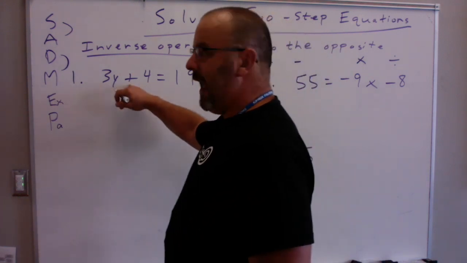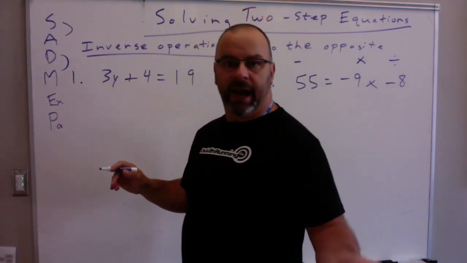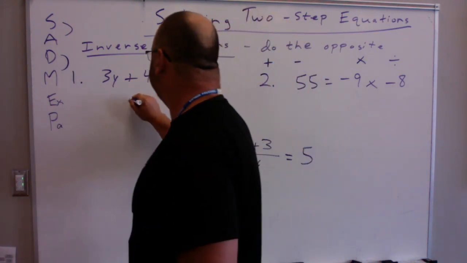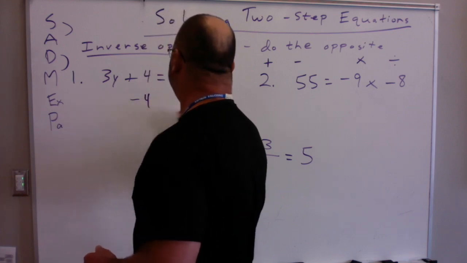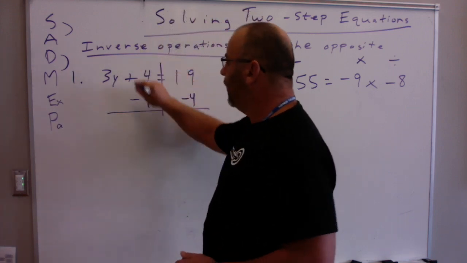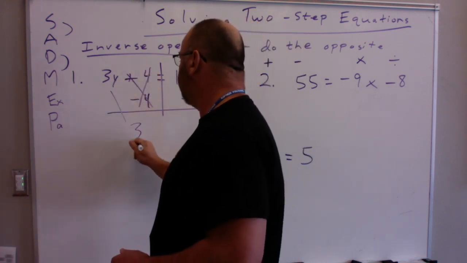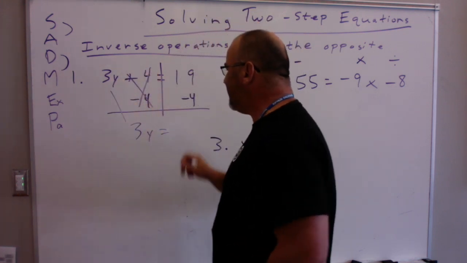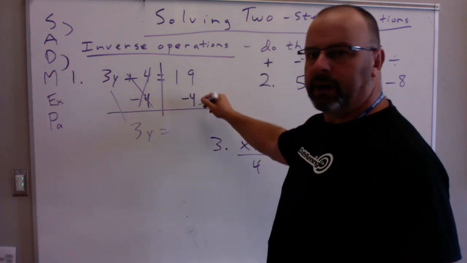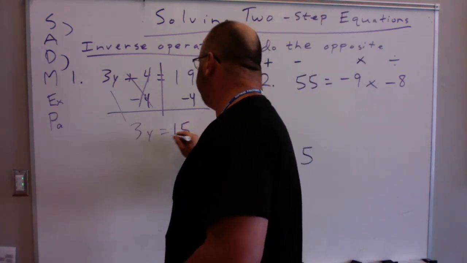We're going to undo the adding of 4 first. What's the opposite of adding 4? Subtracting 4. And we're going to do it to both sides. So this goes away. This right here is 0. So what am I left with? 3y equals 19 minus 4. 9 minus 4 is 5, so that'd be 15.